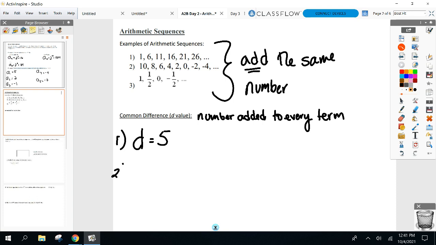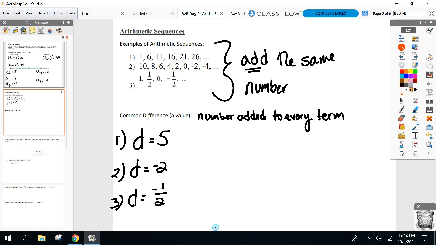All right, now watch. I don't want to say subtract 2. Instead, you add what? -2. So my d value here, your common difference, is -2. That's what I'm adding every time. And then finally, number 3, what's my common difference there? -1/2. I'm going down, subtracting 1/2, which means I'm adding -1/2. Arithmetic, adding every time. What I'm adding by, that's called my d value, common difference.